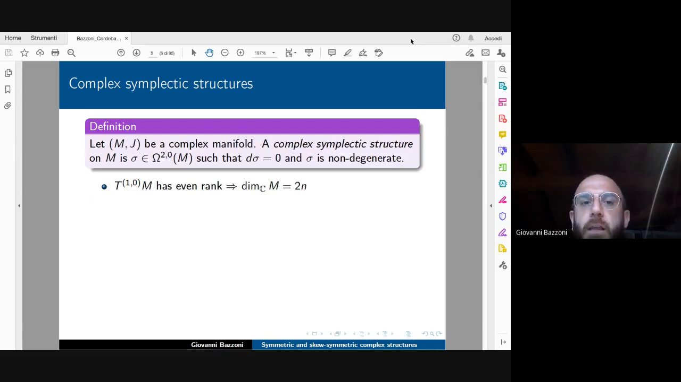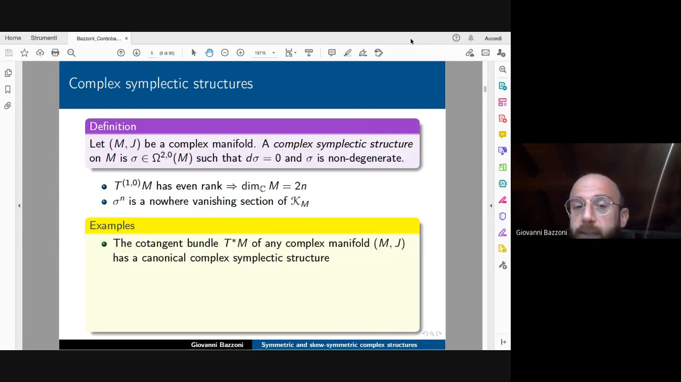So the first thing that one notices is that in this case, the holomorphic tangent bundle of M has even rank because it's a symplectic vector space. So the complex dimension of the manifold has to be even, and the real dimension has to be a multiple of 4. The second thing is that if the complex dimension of M is 2n, then if you wedge sigma with itself n times, you obtain a nowhere vanishing section of the canonical bundle of this complex manifold. So these manifolds are in particular examples of manifolds with trivial canonical bundle.